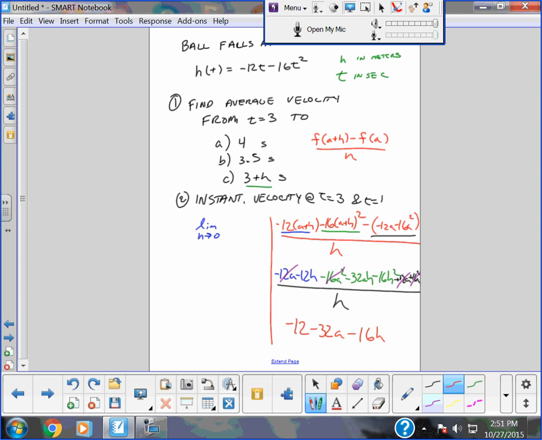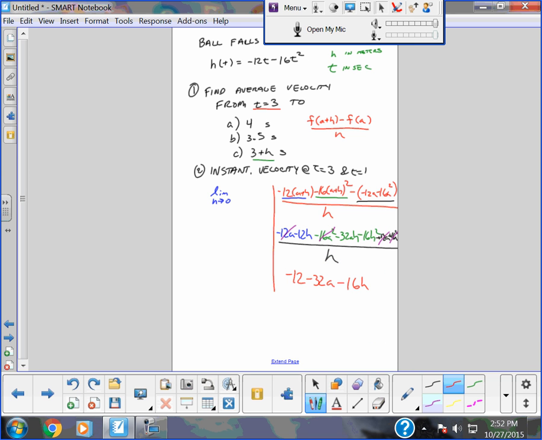So obviously all of them start at 3. Do you guys agree? So I'm going to make some space here, and I'm going to say, all the ones for part 1 start with a equals 3. And I can put that in my calculator. Negative 12 minus 32 times 3. 32 times 3 is 96. So negative 108 minus 16h. And then I just have to decide the h values for A, B, and that's the answer for C. You guys agree? That's the answer for C.